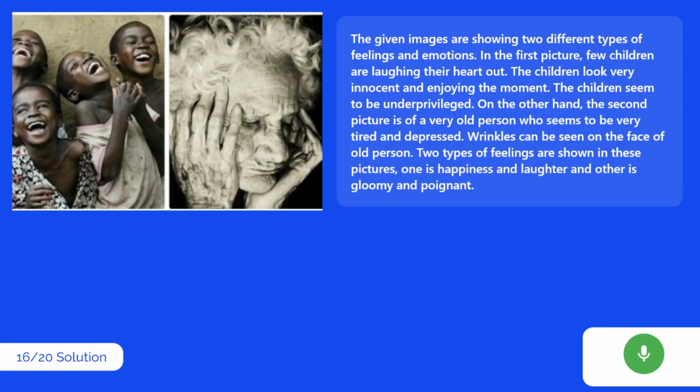The given images are showing two different types of feelings and emotions. In the first picture, a few children are laughing their hearts out. The children look very innocent and are enjoying the moment. The children seem to be underprivileged. On the other hand, the second picture is of a very old person who seems to be very tired and depressed. Wrinkles can be seen on the face of the old person. Two types of feelings are shown in these pictures, one is happiness and laughter and the other is gloomy and poignant.